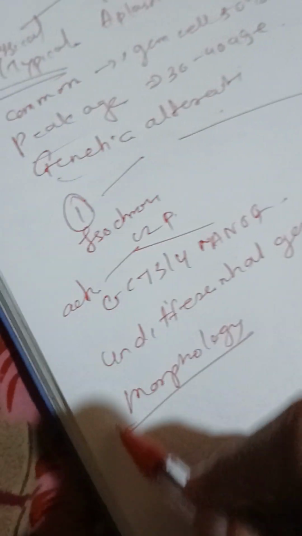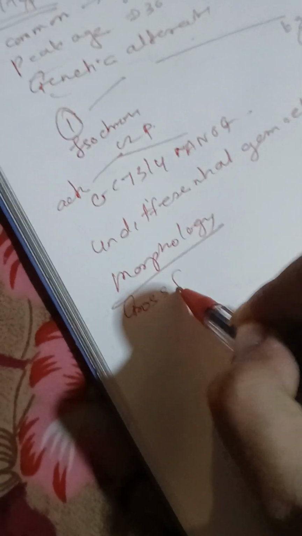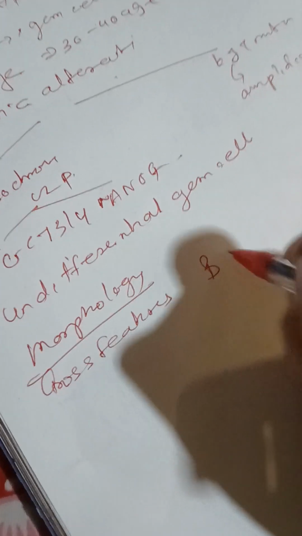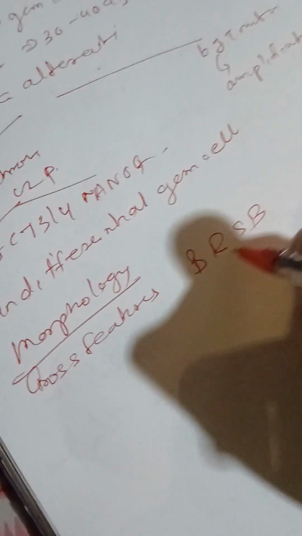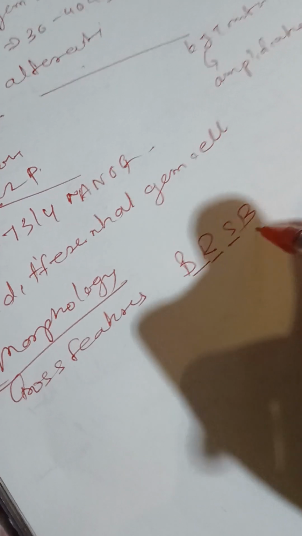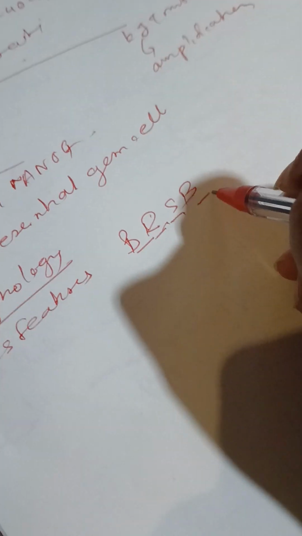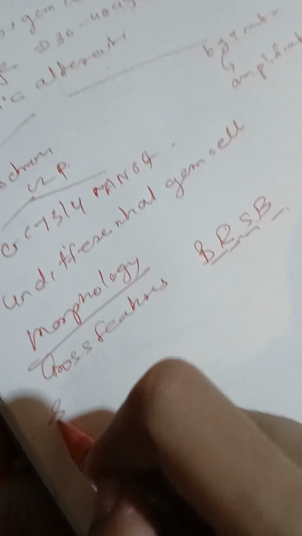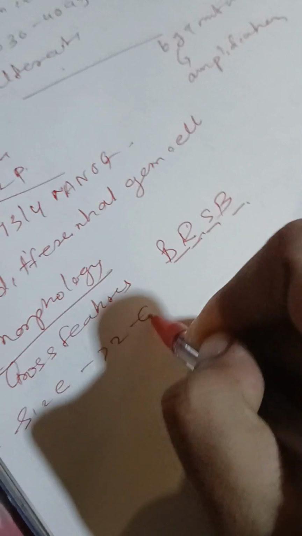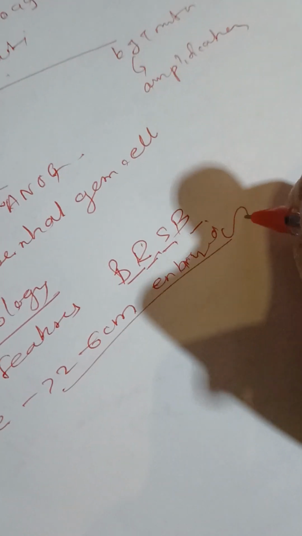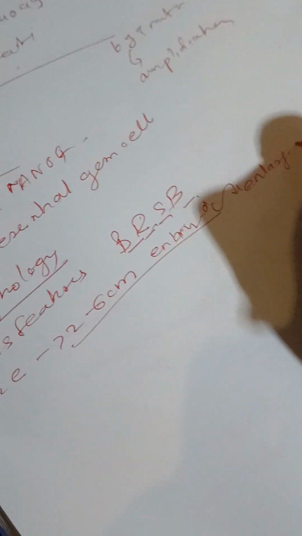Now let's see the morphology of classical seminoma. First we will discuss its gross features. Remember the mnemonic BRSB: bulky, rubbery, solid, and bosselated tumors. The size is almost 2 to 6 centimeters, and these enlarged tumors also lead to an enlarged testis. So that's about the size.